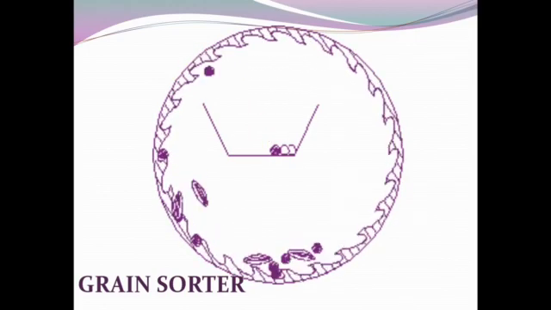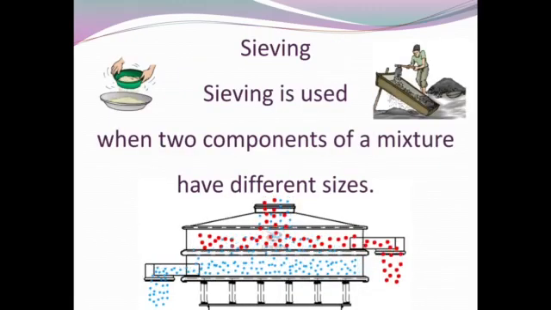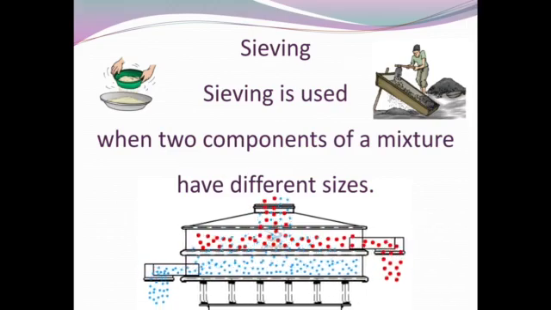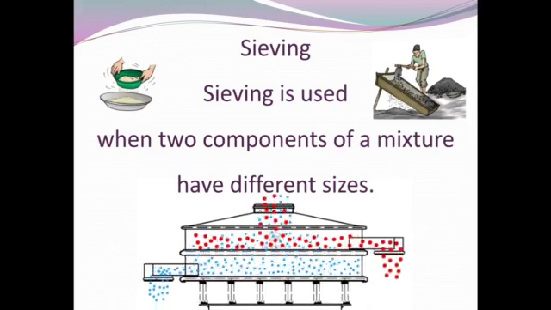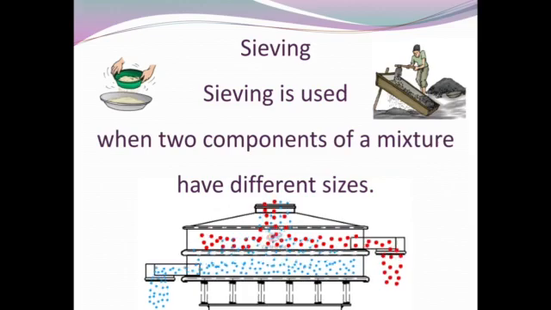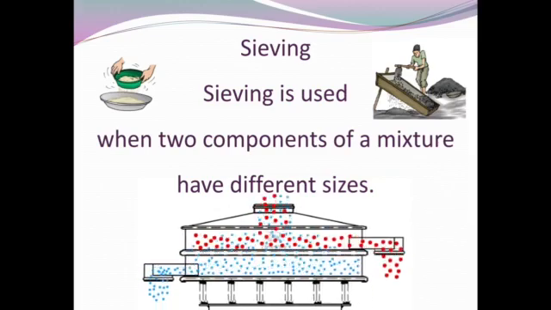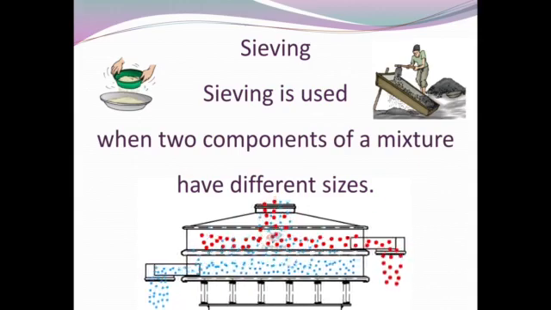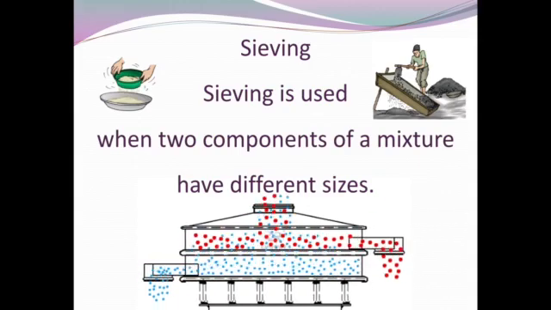But when the size is small and we can't pick it by hand or sort it out by machines, then what will we do? We go for sieving. Sieving is used when two components of a mixture have different particle sizes and they are so small that they cannot be hand picked or machine sorted. Sieving allows the fine particles to pass through the holes of the sieve while the bigger particles remain in the sieve. For example, sieving of wheat flour, sieving of sand at construction sites, etc. The smaller components pass through the pores of the sieve, whereas the larger components are left behind in it.